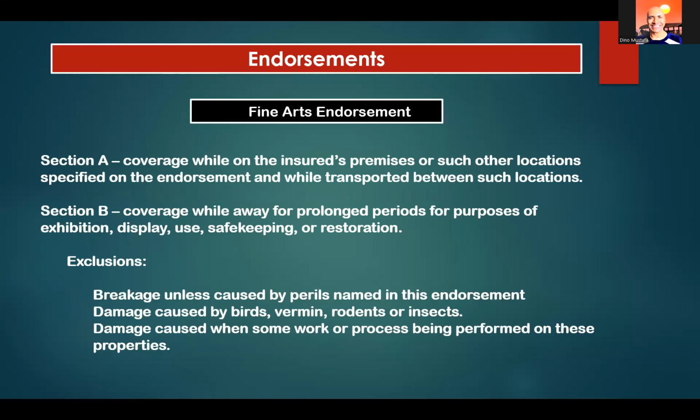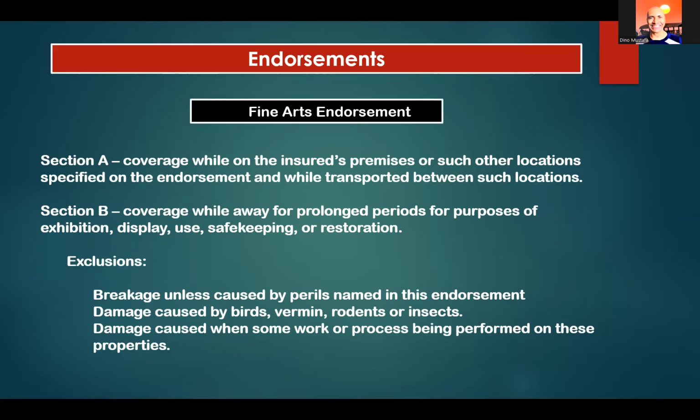Section A, coverage while on the insured premises, such as the location specified on the endorsement, and while transported between such locations. So Section A says that when the fine arts items, which are very expensive, are kept in the insured premises or other locations specified on the endorsement. If not in the main home, where else is it going to be? We need to know the location, the address of the place.